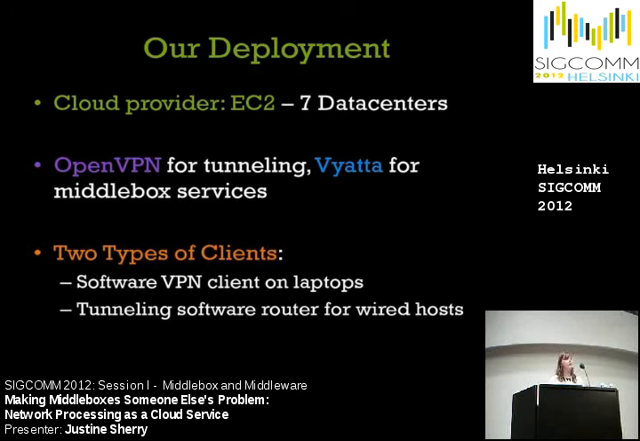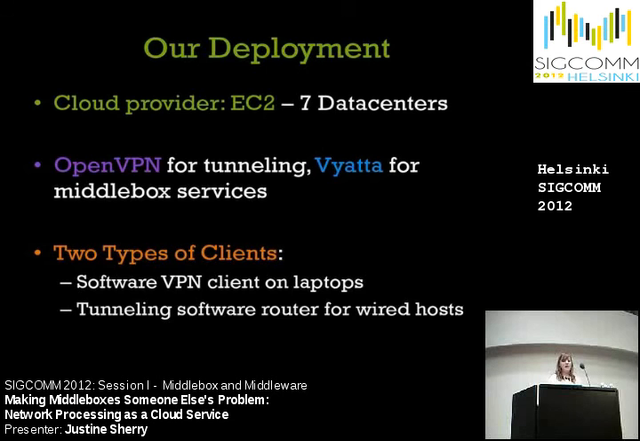So we deployed all of this on EC2, and then we had 2 types of clients that we ran back at Berkeley. So we had a software VPN client that we ran on our laptops, took home, used ourselves, and then we also built a tunneling software router so that wired hosts could plug in with no configuration and have their traffic tunneled to and from the cloud, much like we would imagine they would experience in the enterprise environment.